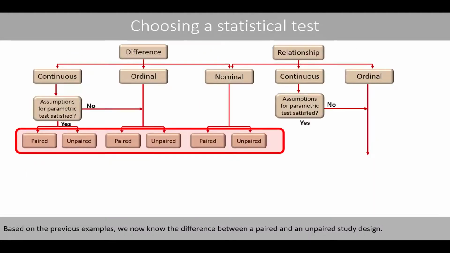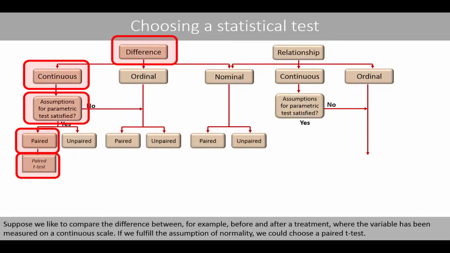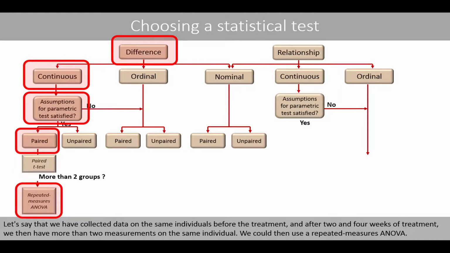Based on our previous examples, we now know the difference between a paired and an unpaired study design. Suppose we would like to compare the difference between, for example, before and after treatment, where the variable has been measured on a continuous scale. If we fulfill the assumption of normality, we could choose a paired t-test. Let's say that we have collected data on the same individuals before the treatment and after 2 and 4 weeks of treatment. We then have more than 2 measurements on the same individual. We could then use a repeated measures ANOVA.